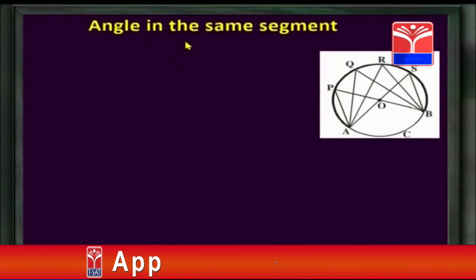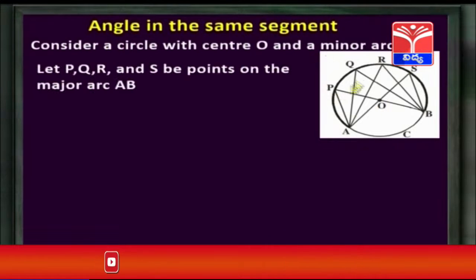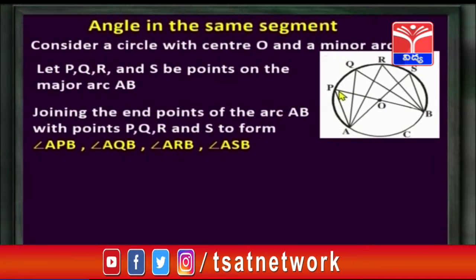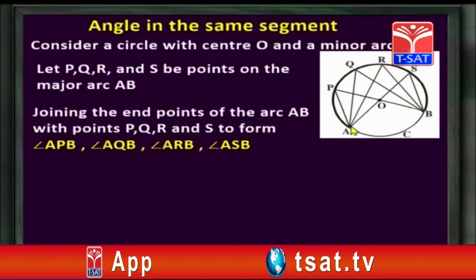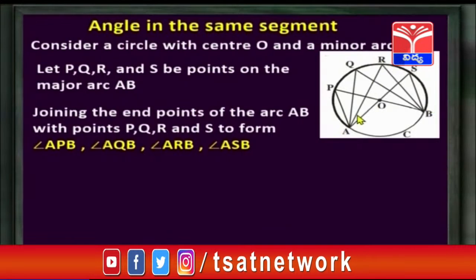Now let us see angle in the segment. Consider a circle with center O and a minor arc AB. Let P, Q, R, S be points on the major arc. Now joining the end points of the arc AB with the points P, Q, R, S. So points A and B remain the same. From A join AP and also PB. From Q, AQ, QB. From R, AR, RB. From S, AS and SB.